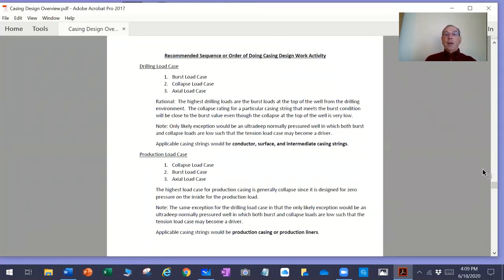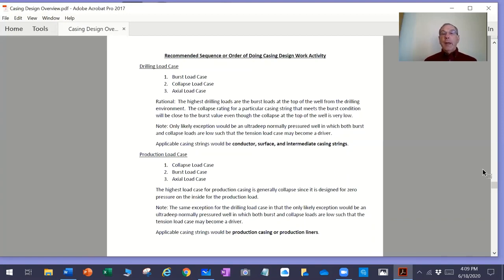For the drilling load case, if you're doing a casing design for a drilling load case, it's always best to do them in this order. Do your burst load case first, then do your collapse load case second, or check it, and then do the axial load case last. The rationale for this is that if you look at casing specifications, the highest drilling loads are the burst loads at the top of the well from the drilling environment.